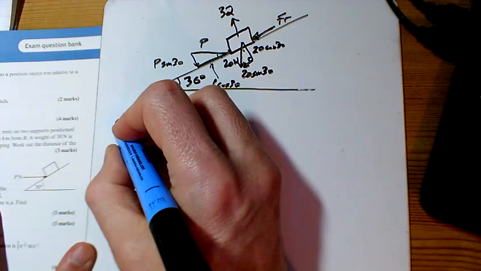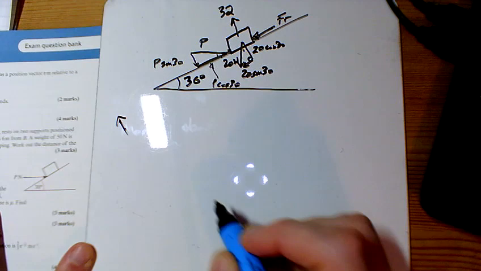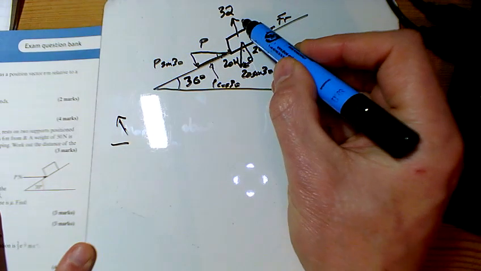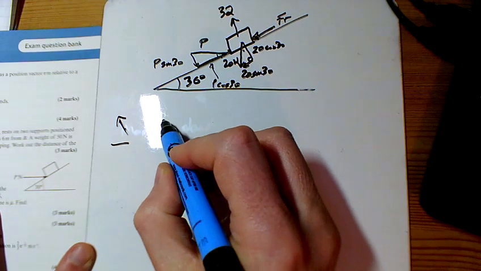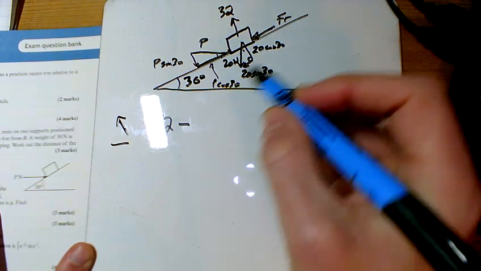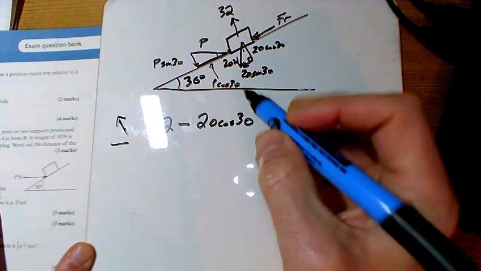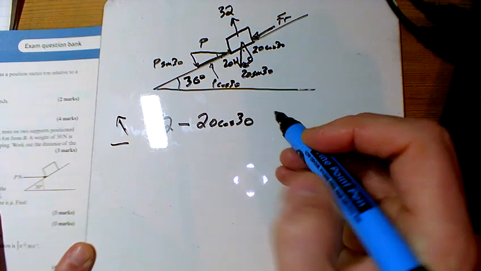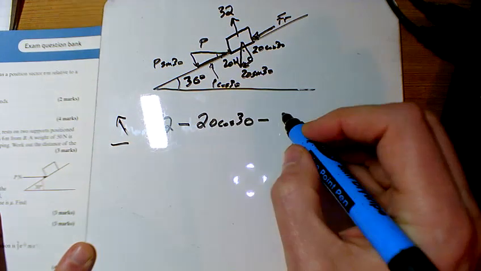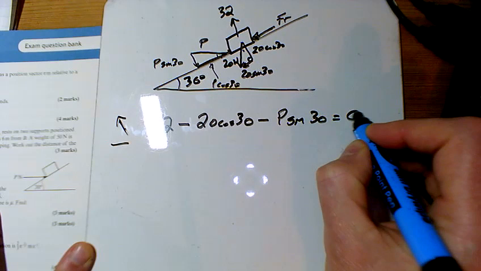Right, well the job now is just to look at the forces in each direction. First of all, I'm going to do the forces away from the plane. So I've got this normal reaction here, this 32 that they'd given us earlier. And going in the opposite direction here, I've got the 20 cos 30. And I've also got this P force here coming down, and that's downwards as well. So that's P sine 30. And that's going to equal 0.